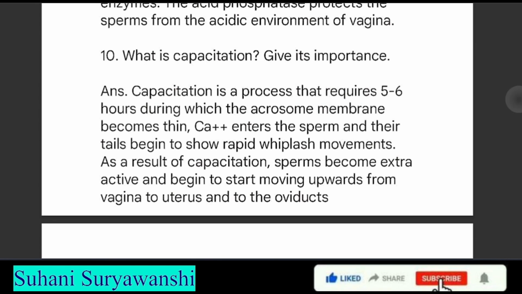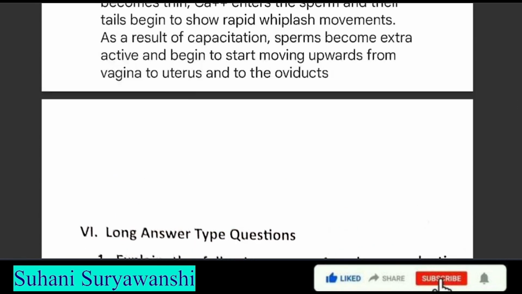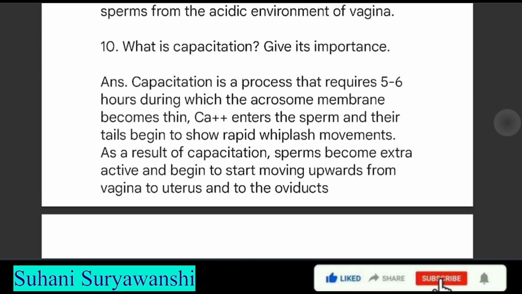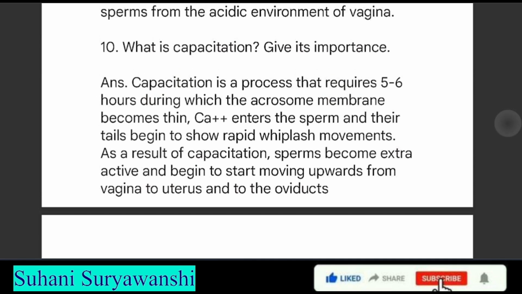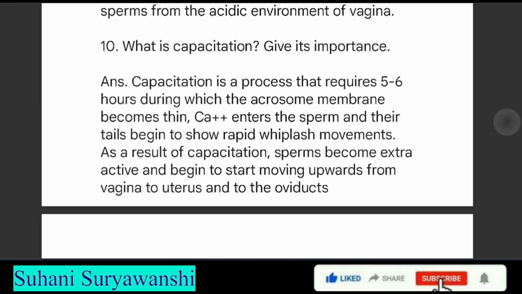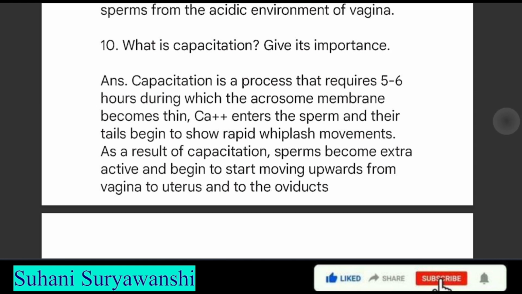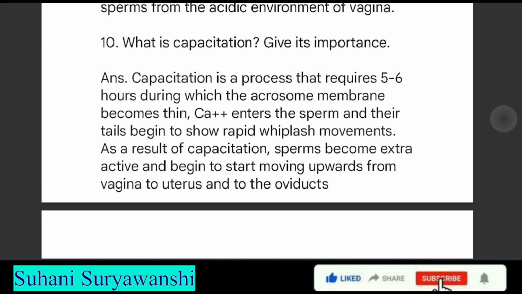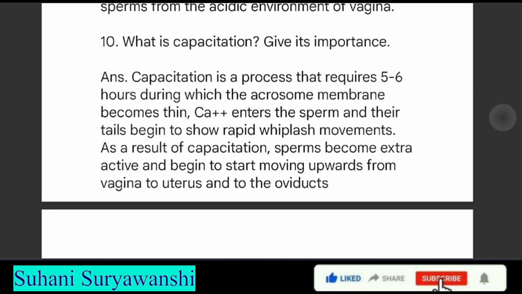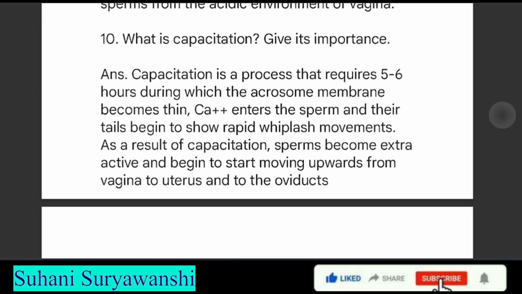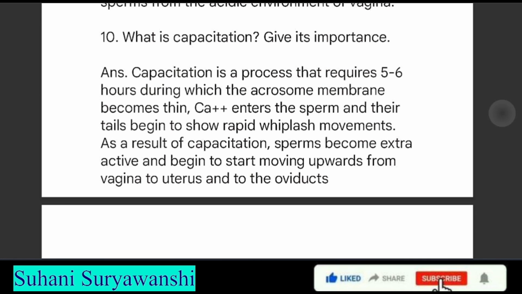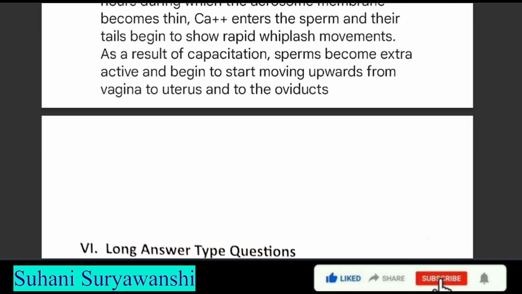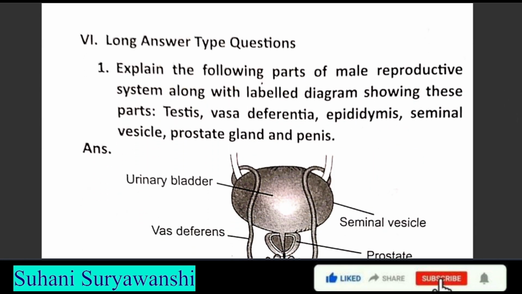Next one is, what is capacitation? Give its importance. Capacitation is a process that requires 5 to 6 hours, during which the acrosome membrane becomes thin. That is, calcium enters the sperm and their tail begins to show rapid whiplash movements. As a result of capacitation, sperm becomes extra active and begins moving upwards from the vagina to the uterus and to the oviduct.